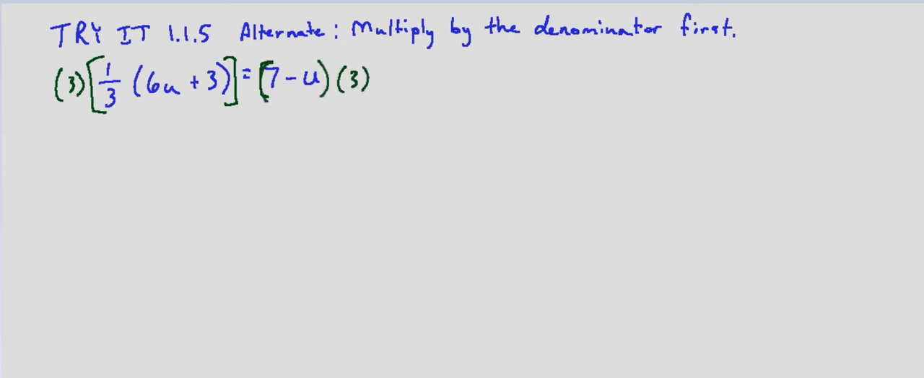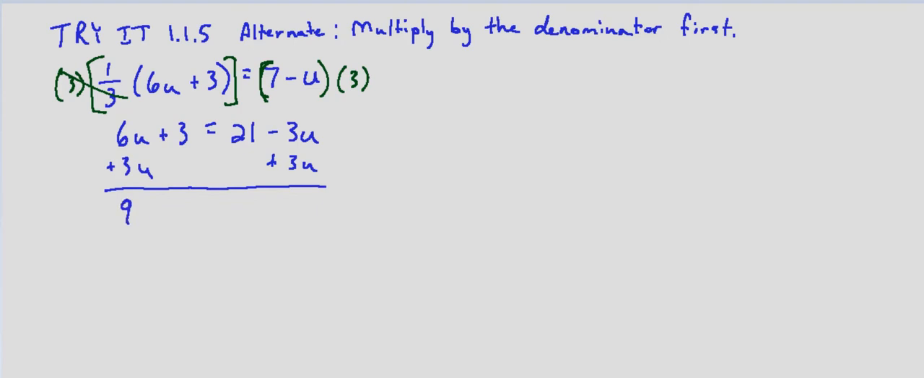So 3 times 1/3, that just ends up being 1. So these cancel. And we're left with 6u plus 3 on the left-hand side. And then distributing that 3 on the right-hand side, we have 21 minus 3u. So our next step, we want all of the variable terms on one side. So we'll add 3u to both sides. So we have 9u plus 3 equals 21.